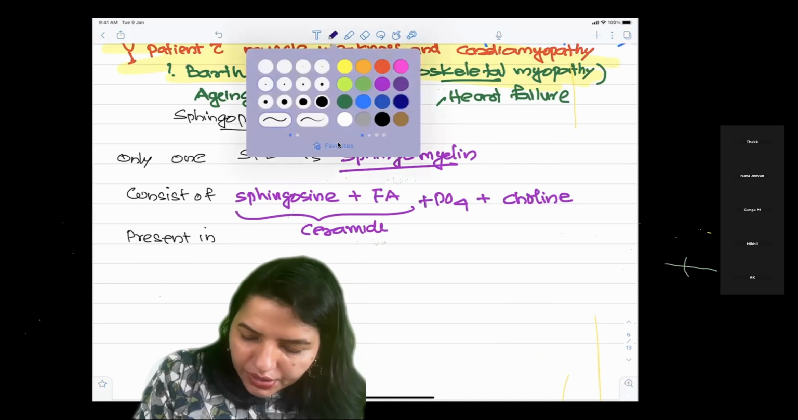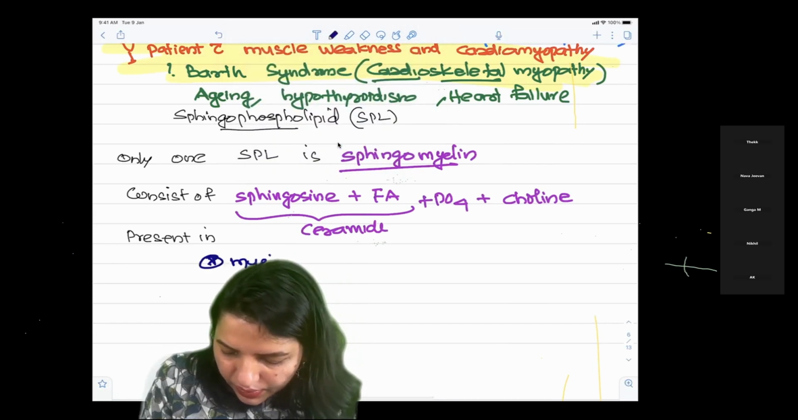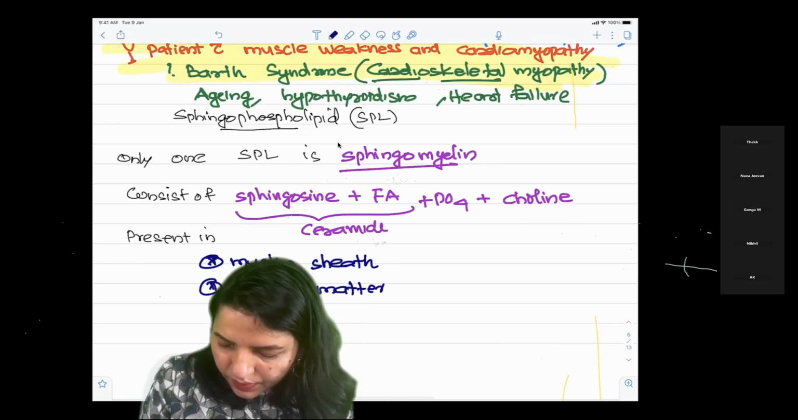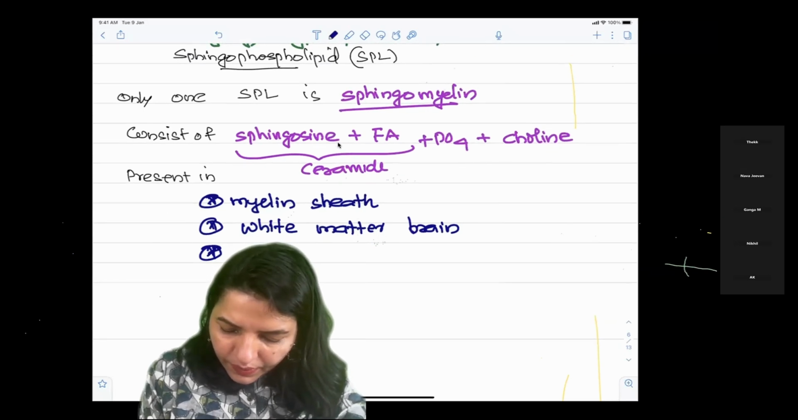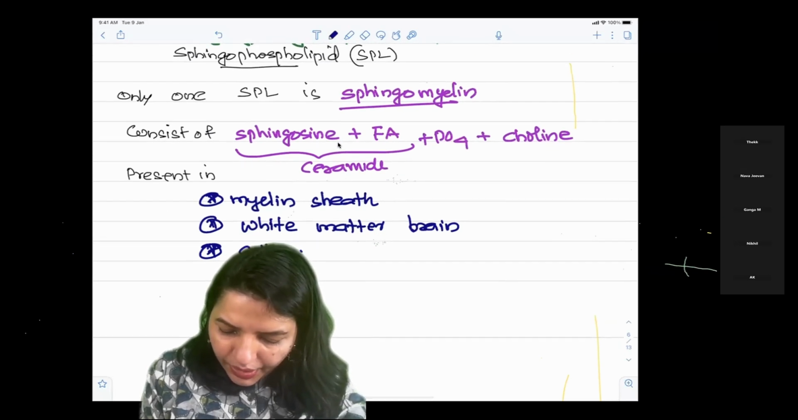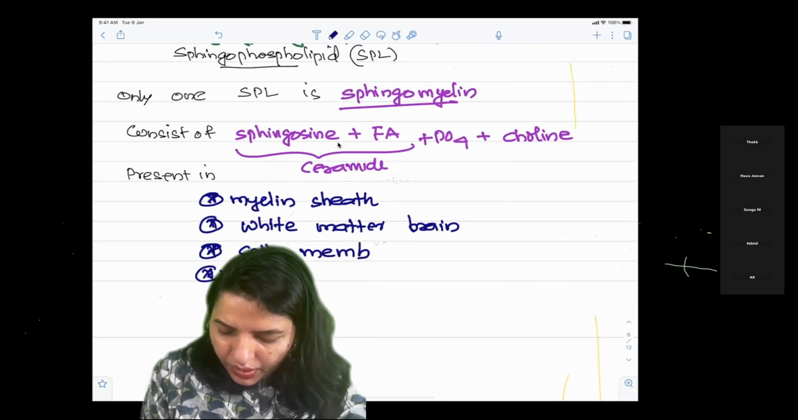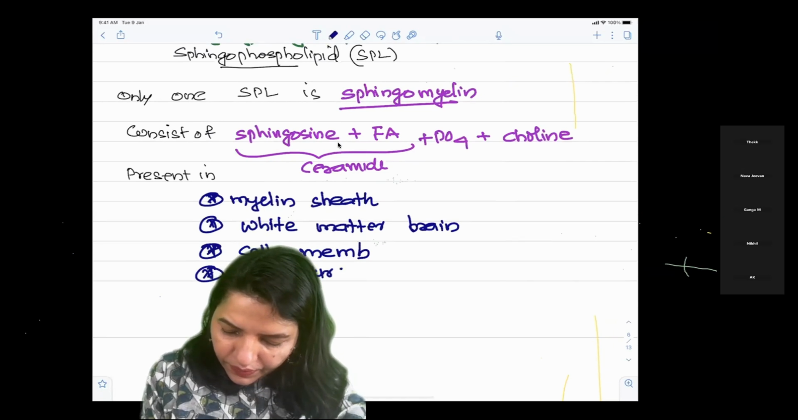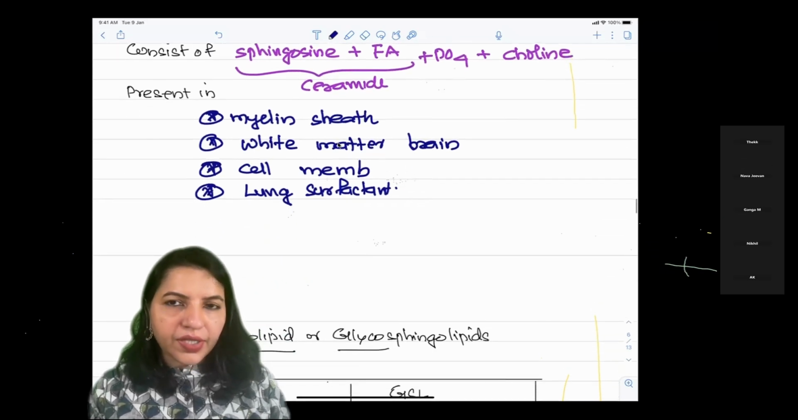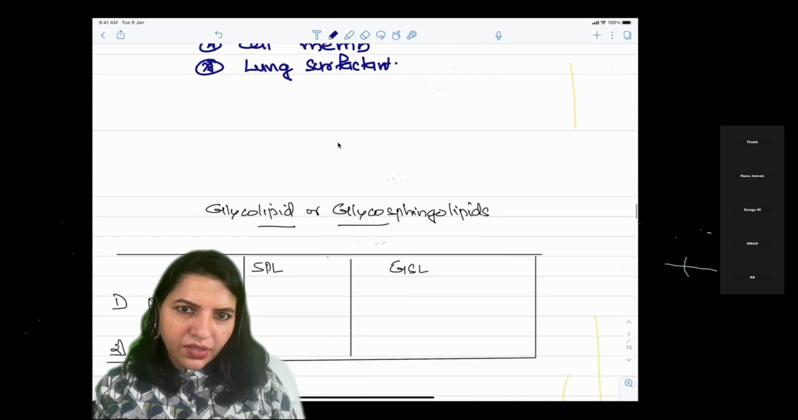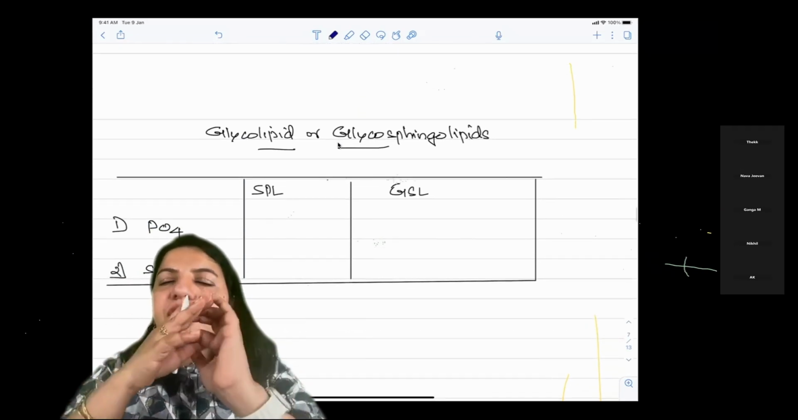And where is this sphingomyelin present? Sphingomyelin is present in the myelin sheath. It is present in the white matter of the brain, and then in the cell membrane. Also as a lung surfactant. We know about the LS ratio. LS ratio, that stands for sphingomyelin. So these are the various places where sphingomyelin is present. So we have seen what sphingomyelin is.